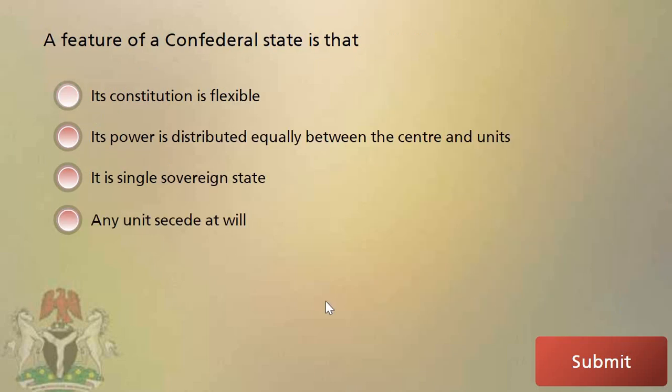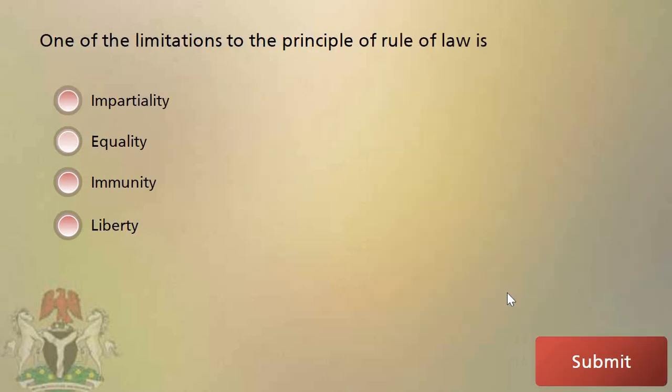Question 4. A feature of a confederal state is that: its constitution is flexible; its power is distributed equally between the center and units; it is a single sovereign state; any units secede at will. A feature of a confederal state is that its constitution is flexible. That's A.